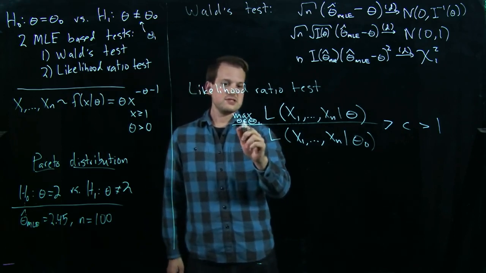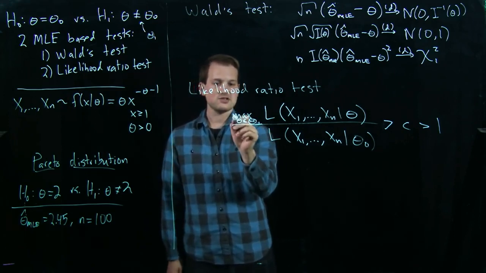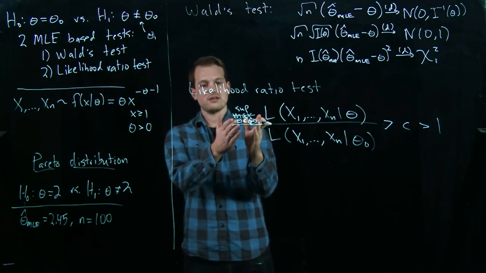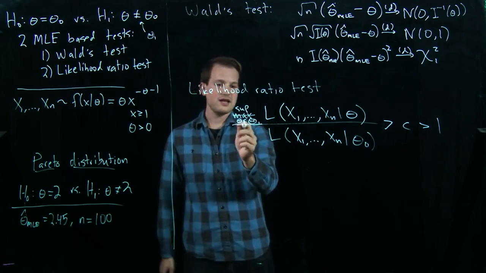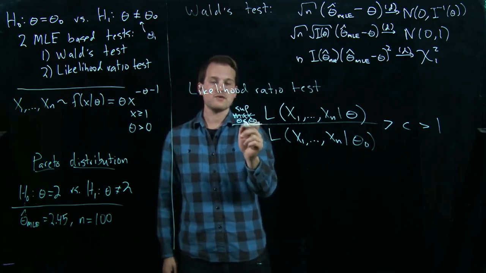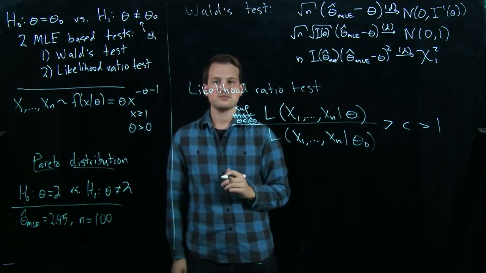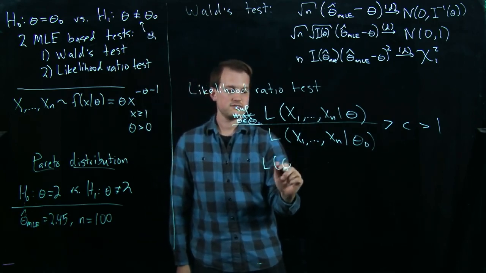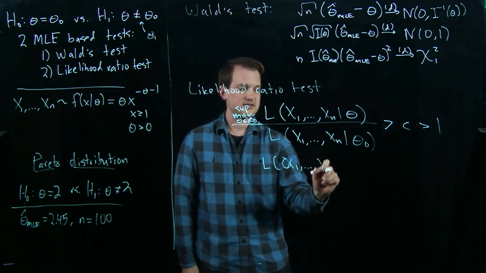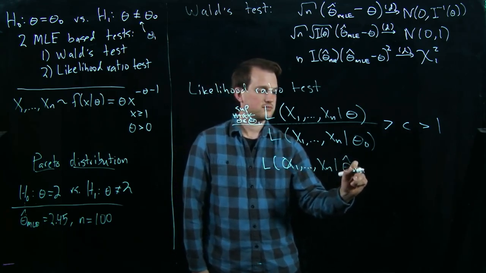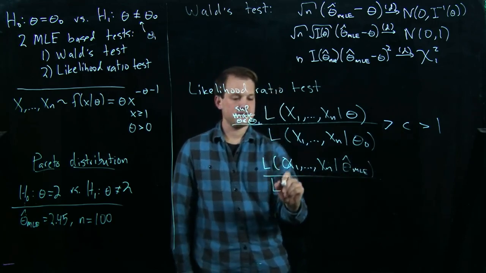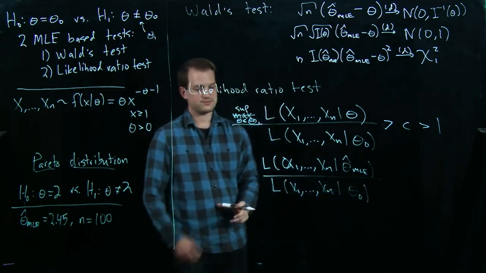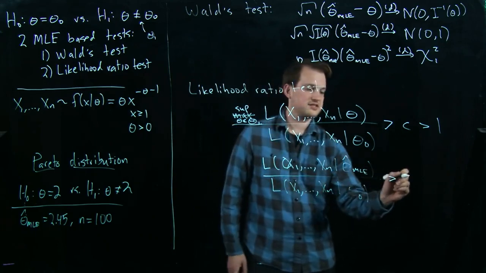Now, since this is a maximum over an open set, you should actually write sup. The sup will be basically the maximum over the closed set here. And then at least in this case, the maximum over this whole range of thetas will just be the maximum likelihood estimator. In other words, this likelihood ratio is the likelihood of x1 to xn given theta hat MLE versus the likelihood of x1 to xn given the null value theta naught. And this is, of course, greater than some constant greater than 1.